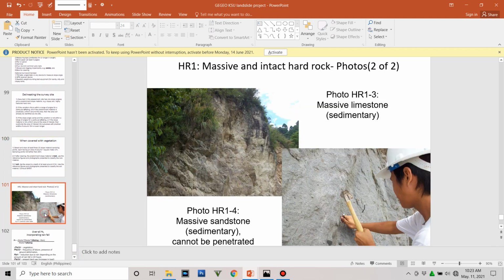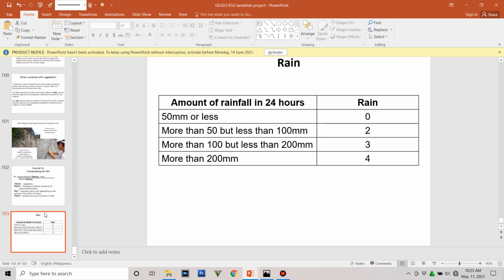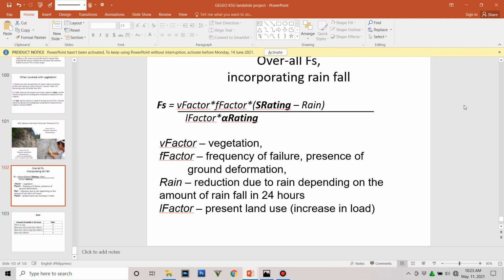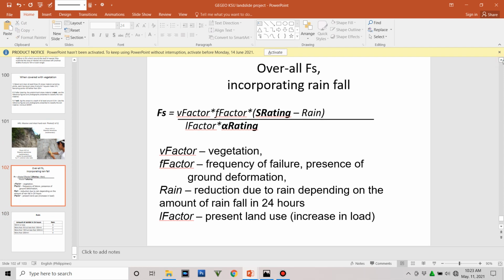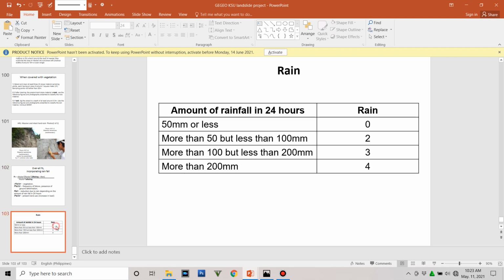Okay, so if we need to incorporate the rainfall data, we can replace yung S reduction or the spring reduction and the drainage reduction dito sa S rating. Palitan mo lang siya ng rain factor. So rain is the reduction due to rain depending on the amount of rainfall in 24 hours. If we have 50 millimeters or less, we have 0.